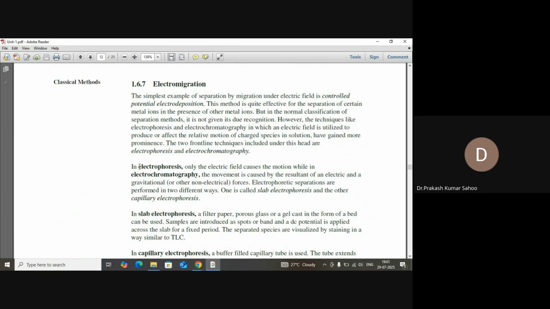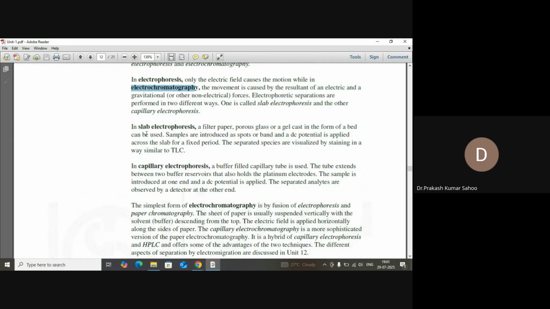Electromigration, this is all about electrophoresis, or it is also known as electrochromatography, where the migration of ions is towards the opposite end in an applied electric field. That means the positive ion will migrate towards the cathode, and the negative ion migrates towards the anode. It is known as electrophoresis, and it is under electromigration.